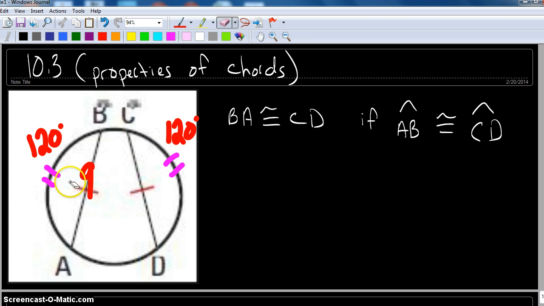If they erase this and tell you that this is 120 and that's 120, and they say this is, I don't know, 11, and find this one, well, it's also 11. They're the same. That's pretty much the properties of chords. This is why I like this section. It's real easy. Everything's equal. Equal, equal, equal, or congruent. So that's the first property. If the chords are equal, the arcs are equal. If the arcs are equal, then the chords are equal.